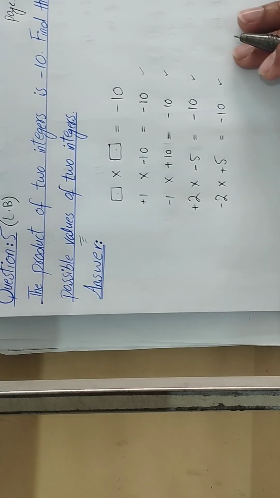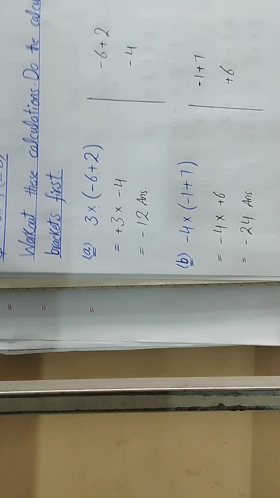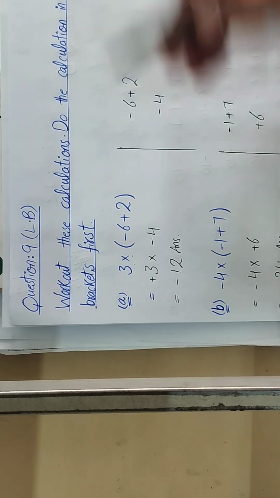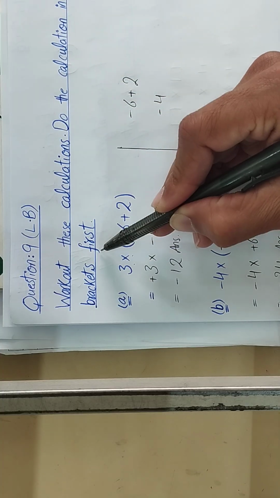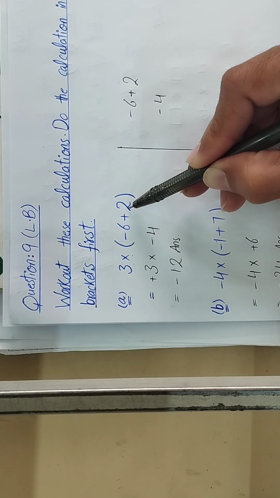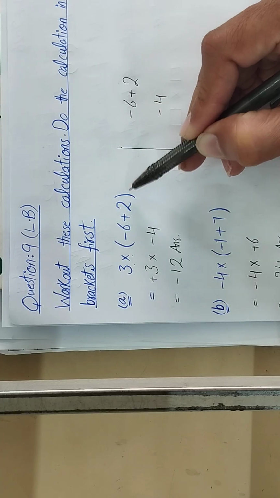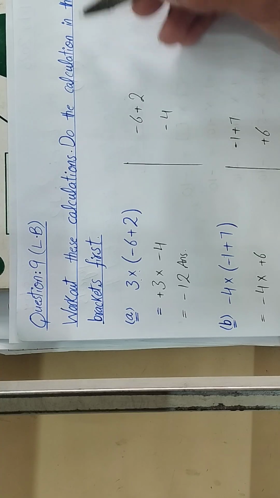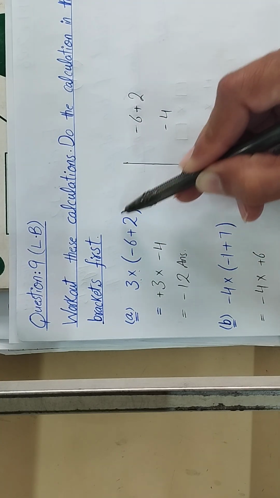Now let's move on to the second question, which is question number 9 from learner's book. Work out these calculations. Do the calculation in the brackets first. The first part is 3 times bracket -6 plus 2. Now this means work out this, find the value of this expression, but do the calculation in the brackets first. Before multiplying, do this calculation first.